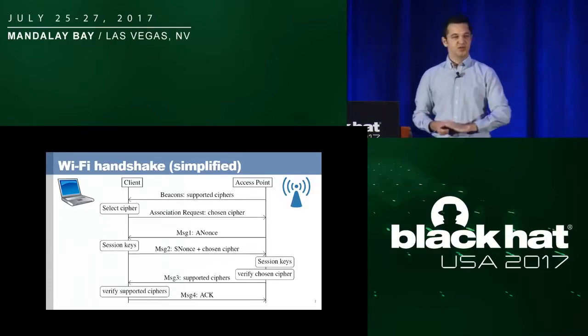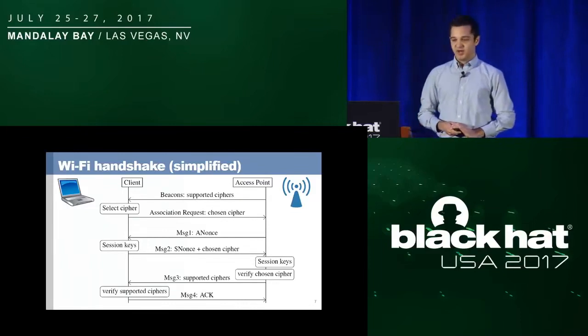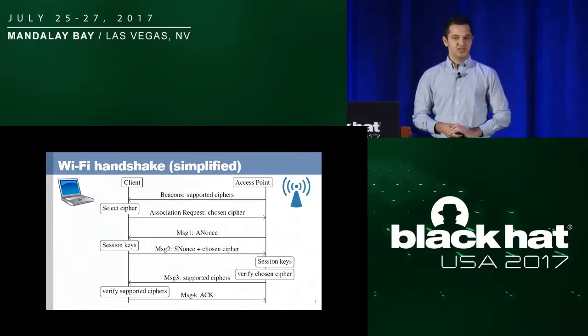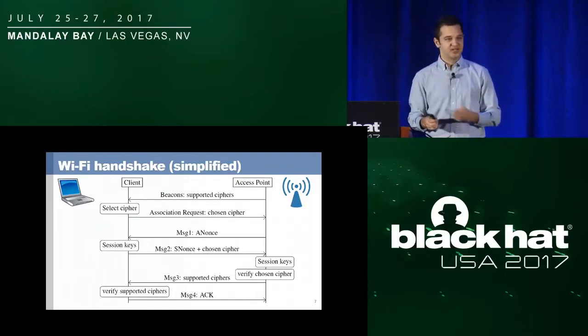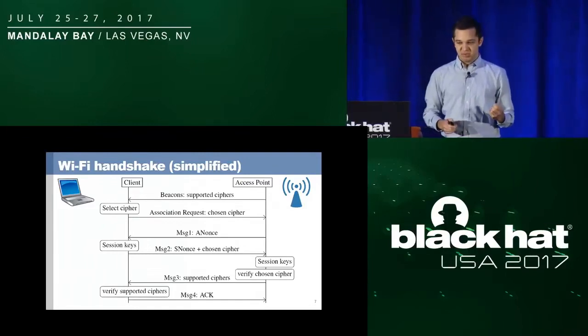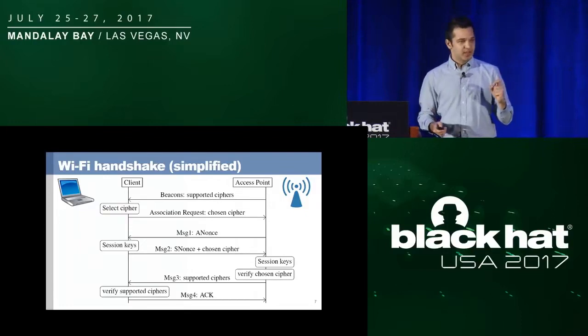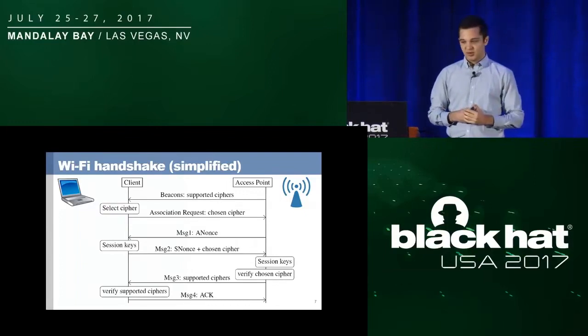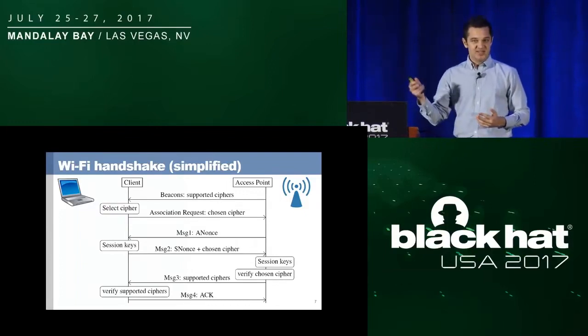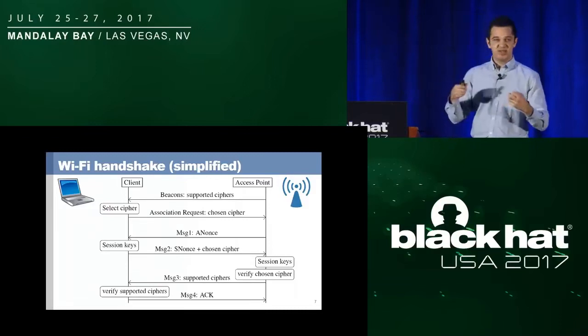Then in the second stage of the four-way handshake, there are two more messages exchanged, and, a bit simplified, these messages essentially try to protect against downgrade attacks. In particular, in message 3, the access point will send its supported list of ciphers in a secure and authenticated manner. By now the access point has a session key, and message 3 is protected using the session key.